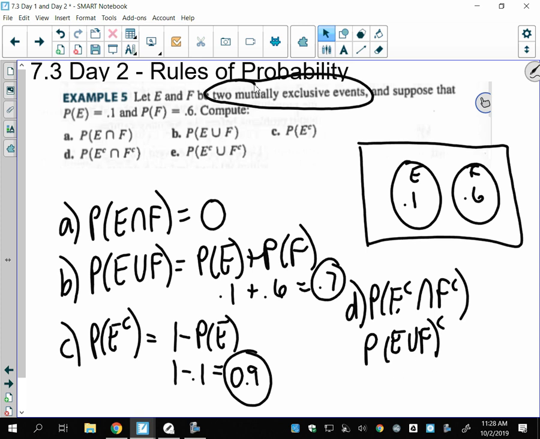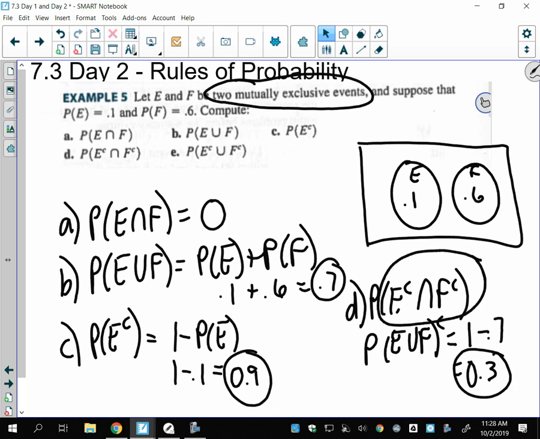But if this is true, there's a law that says this is true. So we already know that E union F is 0.7, right? So the complement of that would be 1 minus 0.7, which is 0.3. Can you use just this and figure out if it's 0.3? I want you to think about that. And then look at E.